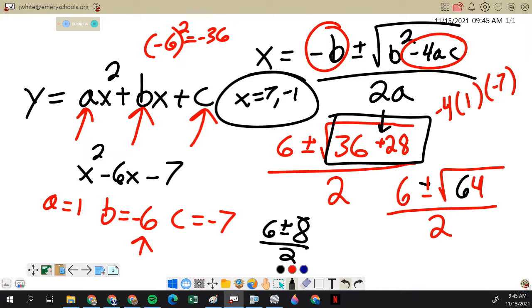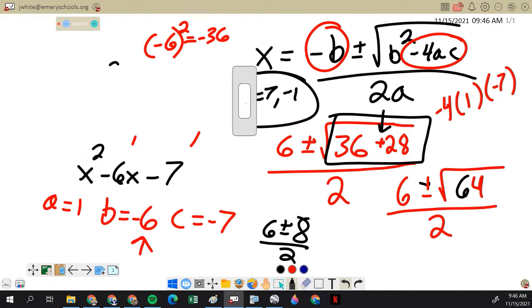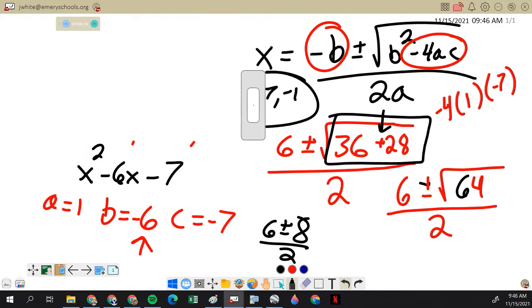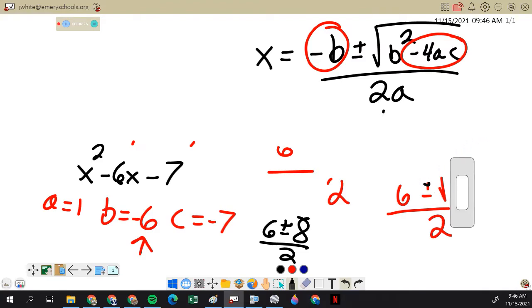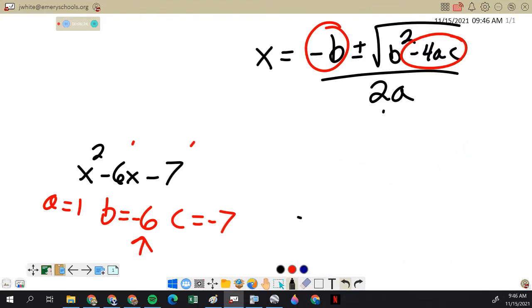Okay? So the quadratic formula will work even if the original quadratic factors. But if it factors, we're going to factor it usually. So we want to learn how to use the quadratic equation when things don't factor. So what if I change this equation and I change that negative 7 to a 6?